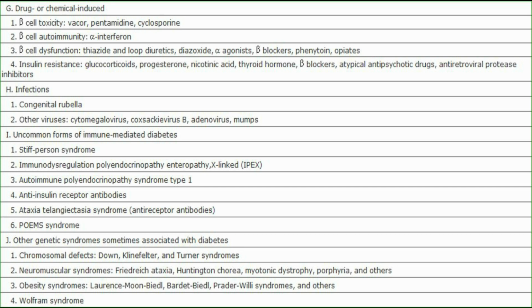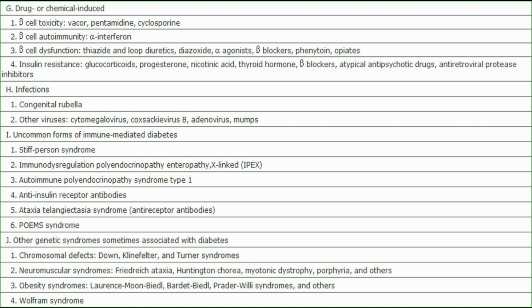Some endocrinopathies like acromegaly, Cushing syndrome, glucagonoma, pheochromocytoma, hypothyroidism. Some drugs may cause diabetes, like pentamidine, VAC, cyclosporine, alpha interferon, thiazide diuretics, beta blocker, alpha agonist, phenytoin. And glucocorticoid is a very common drug that causes hyperglycemia. Some infections like congenital rubella, cytomegalovirus, Coxsackie virus, adenovirus can cause hyperglycemia.